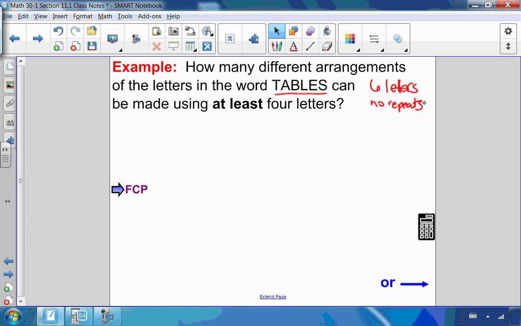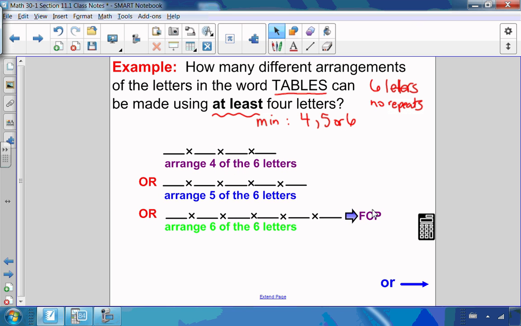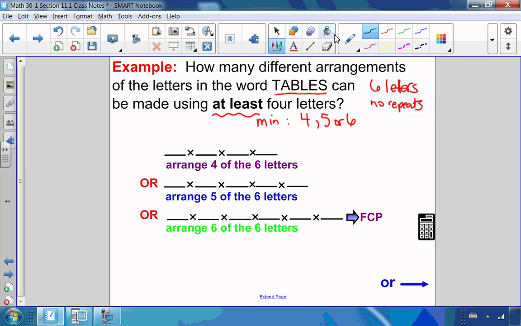Okay, and I'm using at least 4. We've seen that word before, and remember that's a minimum. So at least means a minimum of 4 letters, which means I have cases. I could have 4 letters, 5 letters, or 6 letters. So I'm going to have 3 different cases. So using the fundamental counting principle, let's look at this. So let's look at the case of having 4 letters.